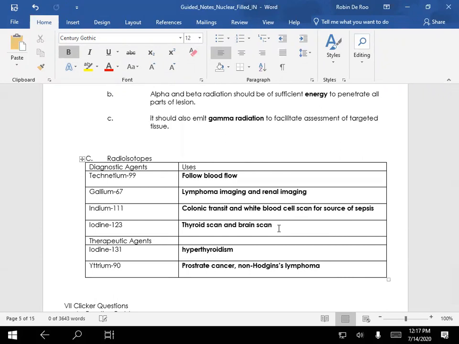So some therapeutic agents, hypothyroidism, you could treat that. Prostate cancer, non-Hodgkin's lymphoma, you could treat that.